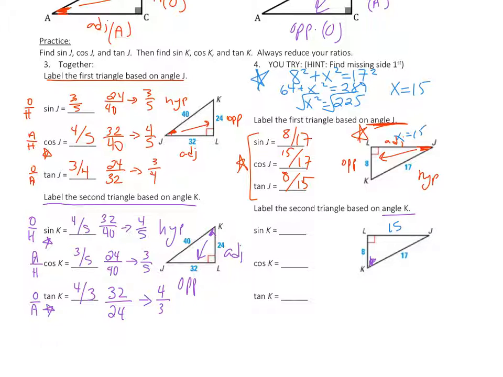On this very last one, your opposite would be the 15, adjacent would be the 8, and your hypotenuse would be the 17. For the sine, you have your opposite over hypotenuse, so that would be 15 over 17. Your cosine is your adjacent over hypotenuse, so it would be 8 over 17. And tangent is opposite over adjacent, which would be 15 over 8. And now none of these reduce, so that would be your final answer.